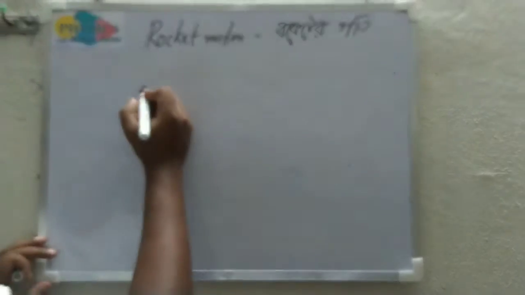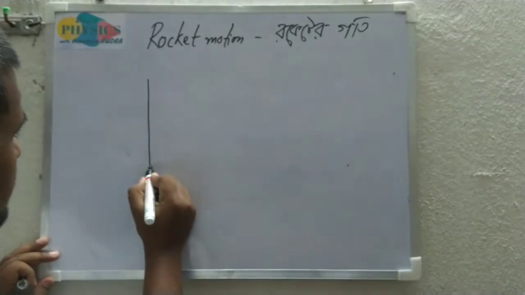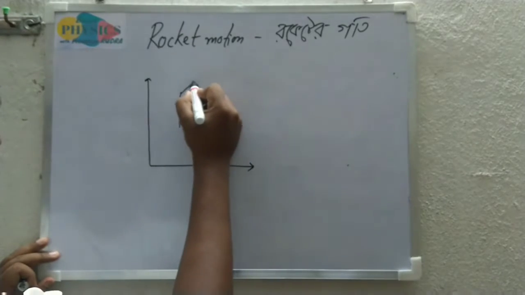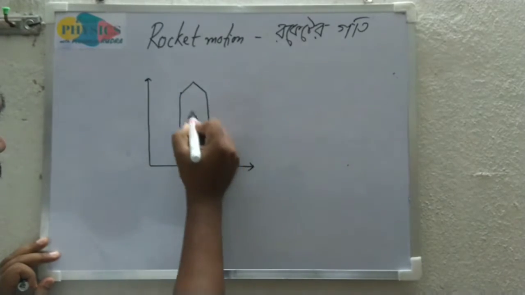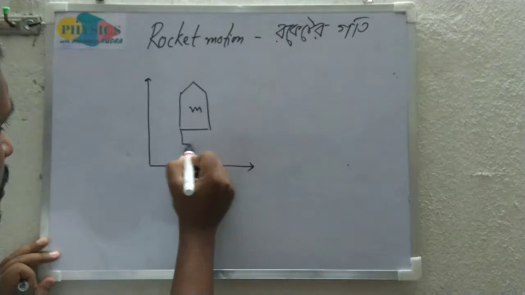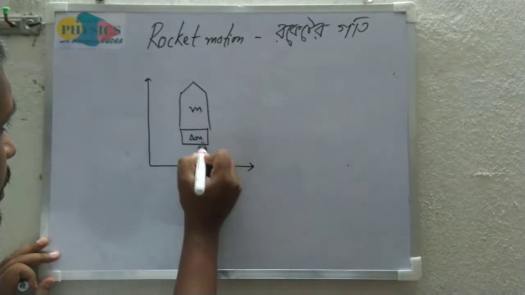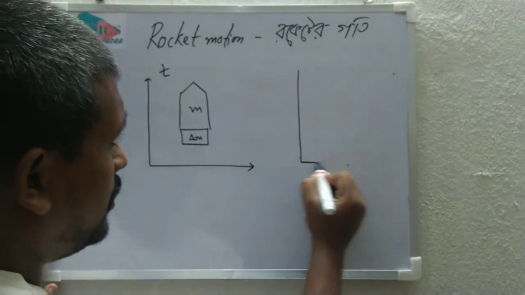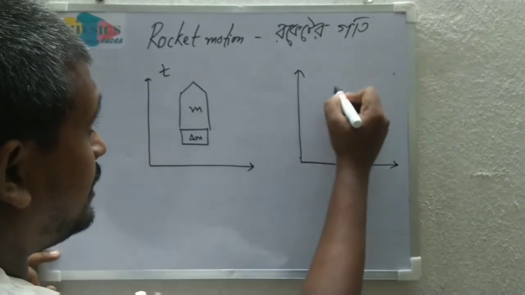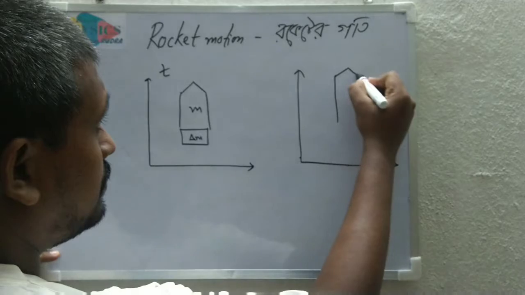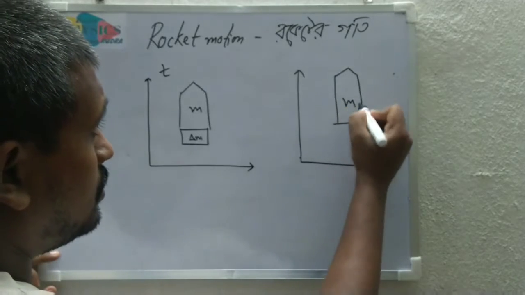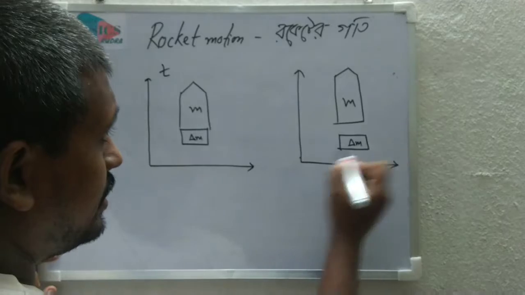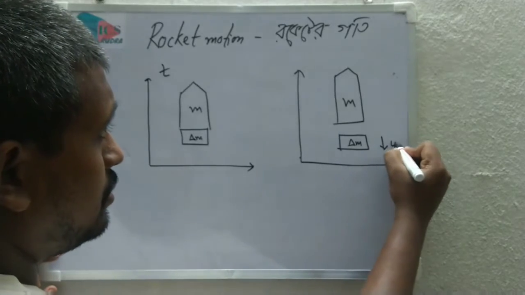Hello friends, today we will talk about rocket motion. So this is the XY axis. The rocket is going upwards along the Y axis with mass m and the gas with mass delta m at time t. Now at time t plus delta t, the rocket ejects its gases delta m with velocity u downwards.